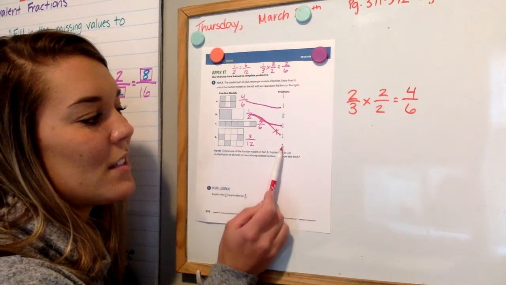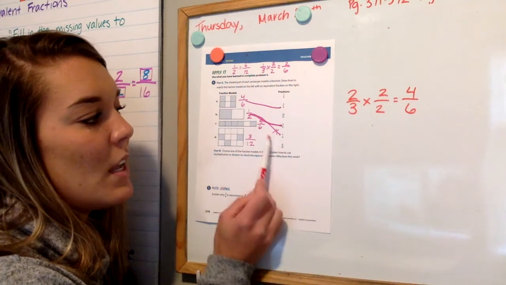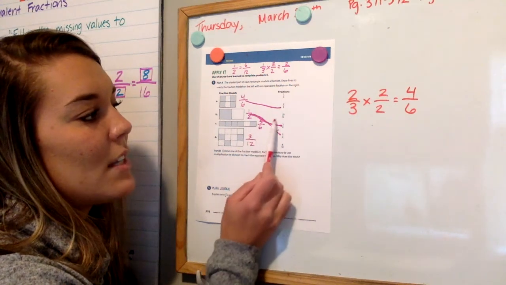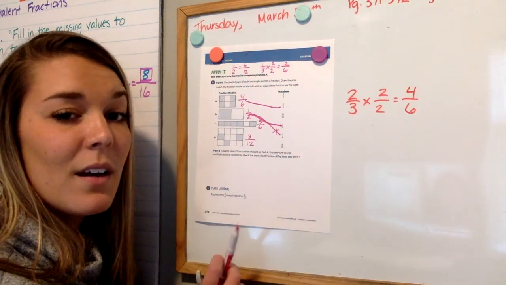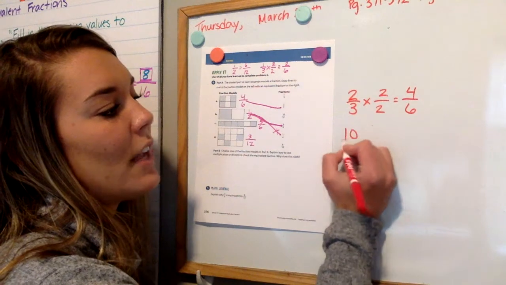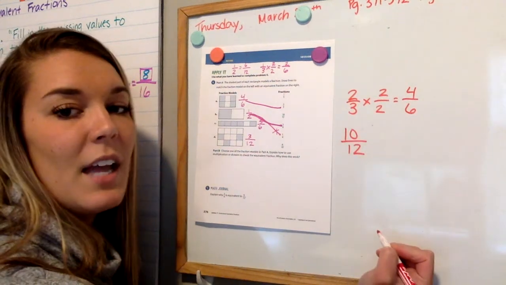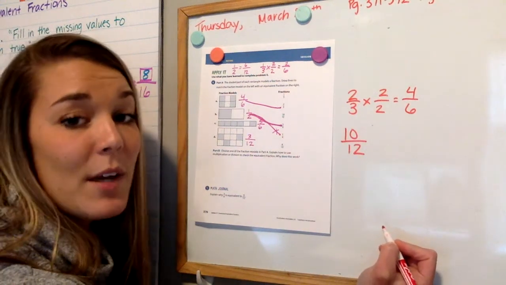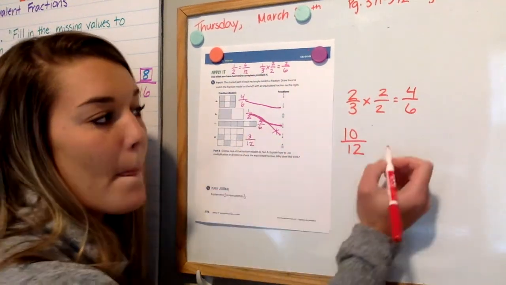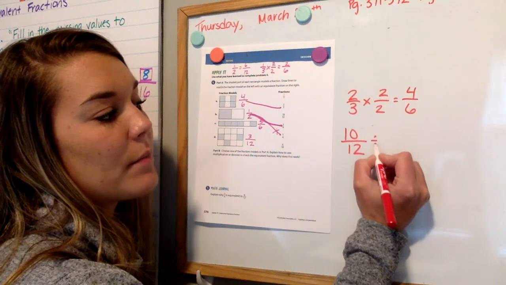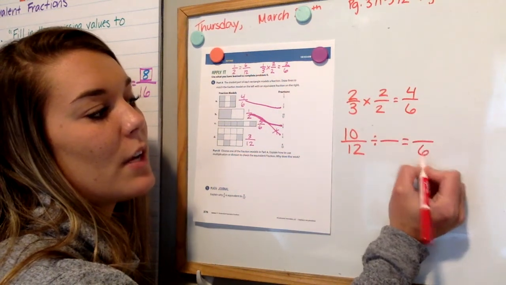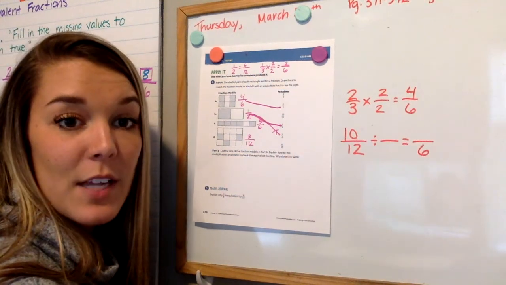Well, 6 cannot go into 10 evenly. 6 cannot go into 4 evenly. Can 6 go into 12 evenly? Yeah, it can. So I'm going to need to start with that fraction and divide. I have 10/12. I want to see, is it equivalent to 5/6? So I'm going to divide by something, and that's going to get me something that hopefully has a denominator of 6.